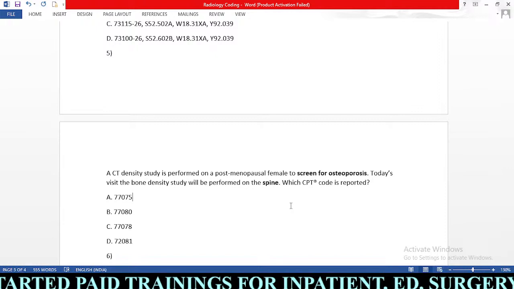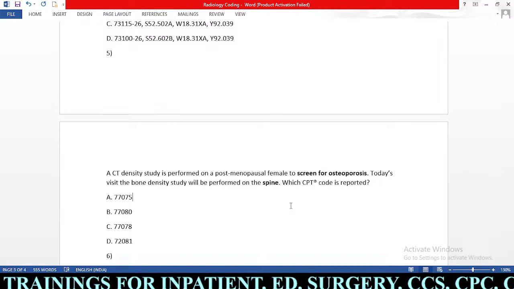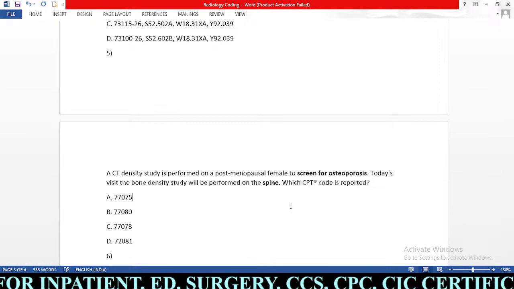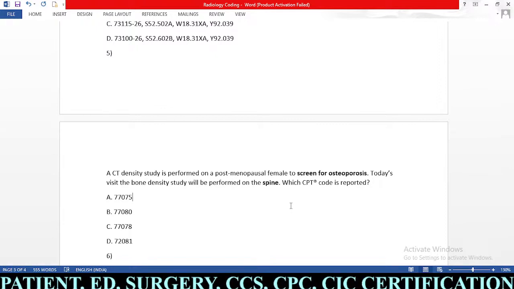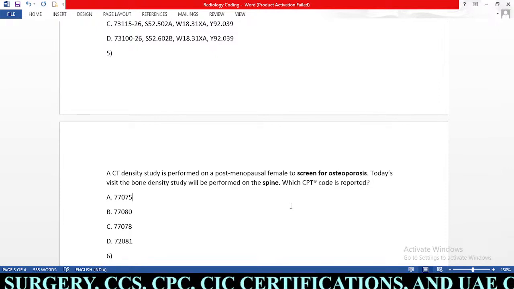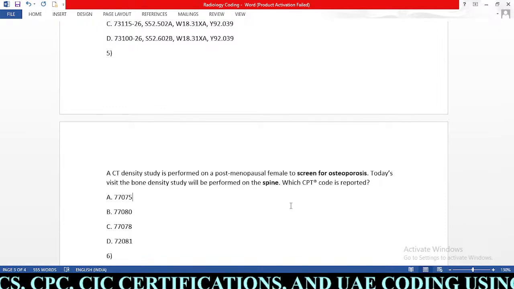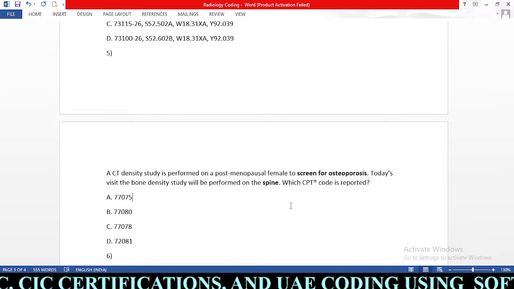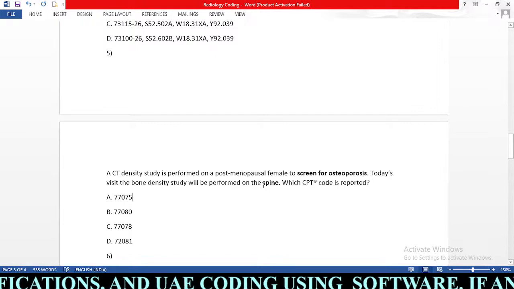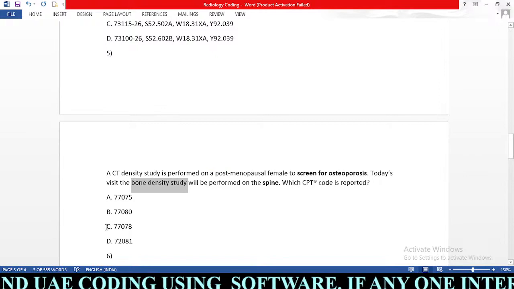So what is 77075? Radiological examination osseous survey complete. So this is not osseous survey. If it is osseous survey, physician needs to mention this is osseous study. So if we compare 77078 with our question, computed tomography bone mineral density study, one or more sites, axial skeleton, example, hips, pelvis and spine. So based on the location mentioned in the question, physician is performing bone density on the spine. So our answer is 77078.